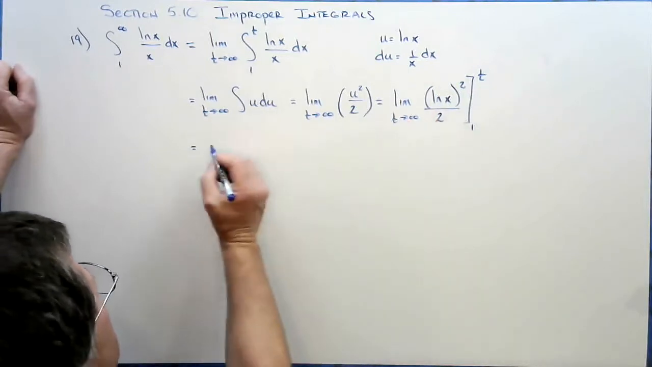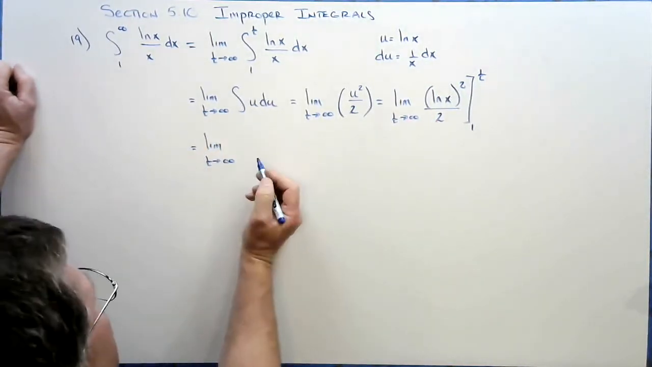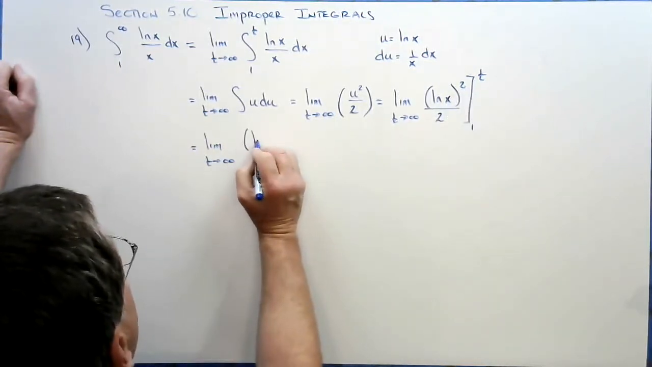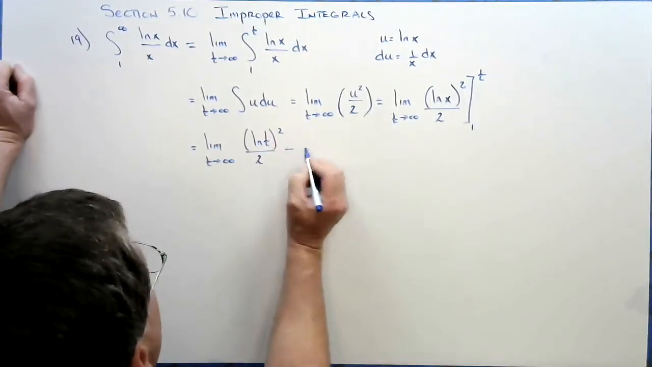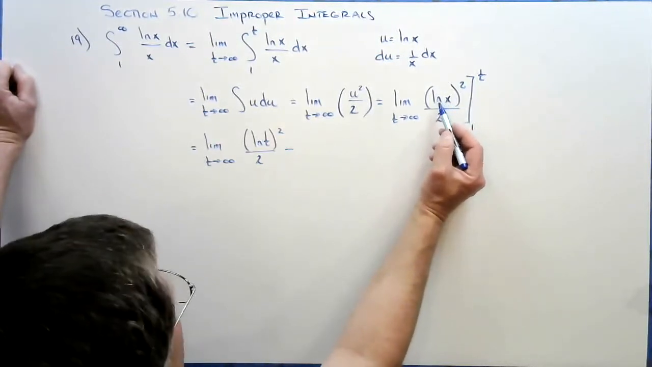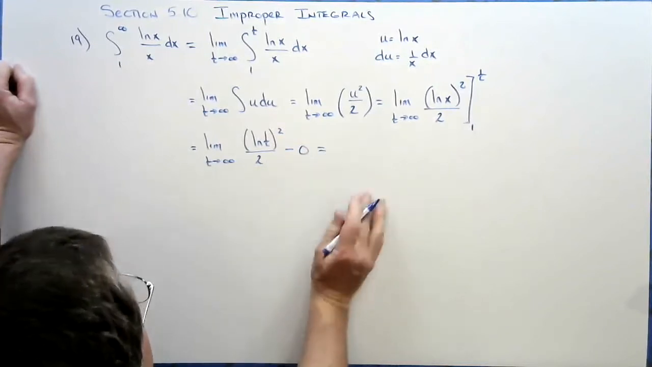If we plug in t, we're going to have the limit as t approaches infinity, and we're going to have the natural log of t squared over 2 minus, and when we plug in 1, the natural log of 1 is 0. So we get 0 squared divided by 2, that's going to be 0, and so this is our limit.